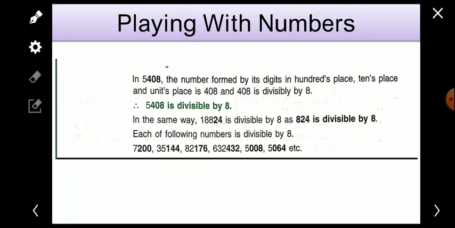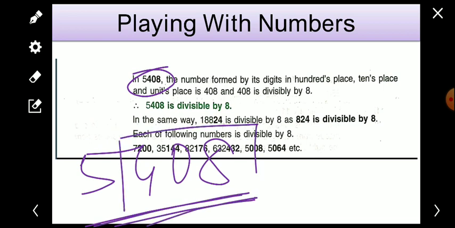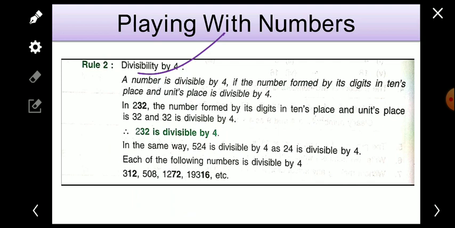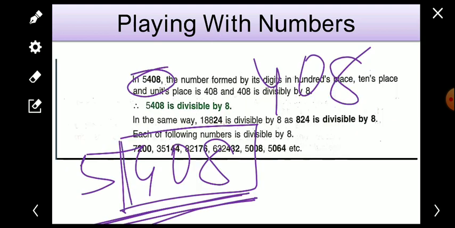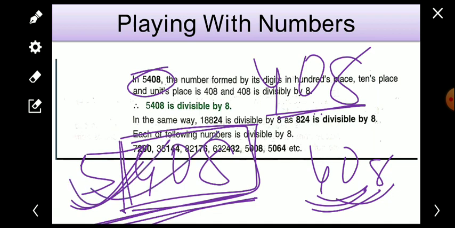Suppose that the number is 5408. If it is asked whether the number is divisible by 8 or not, we will take the last 3 digits. The number formed by the last 3 digits is 408. In the rule for 4 we were taking only 2 digits, but for divisibility by 8 we take 3 digits. You will check whether 408 is divisible by 8. If this number is divisible, then the given number will be divisible. If you divide it, you will get that yes, it is divisible by 8. Hence 5408 is also divisible by 8.